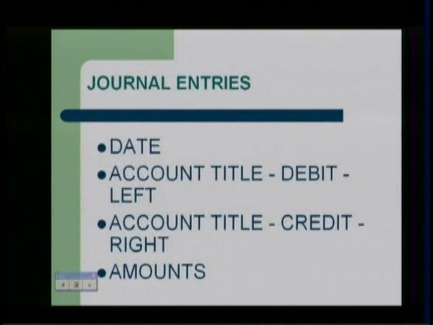Now remember, last time we talked about the fact that we use a journal as our book of original entry, and we make journal entries in which we debit accounts and credit accounts. Debits go on the left, credits go on the right. We include account titles, a date, and the amounts. Examples of journal entries are in your textbook. Page 105 in the yellow lines, you'll find some journal entries to look at.